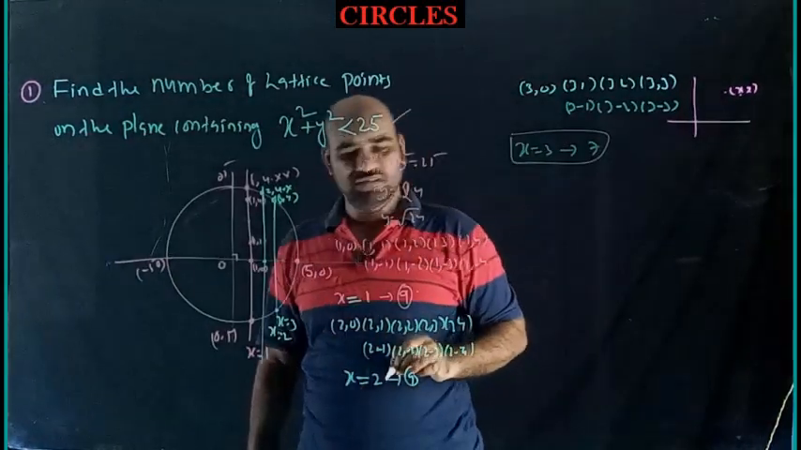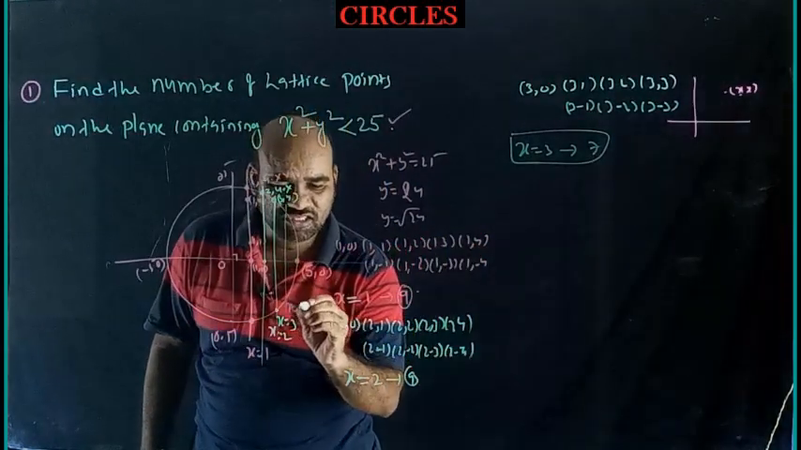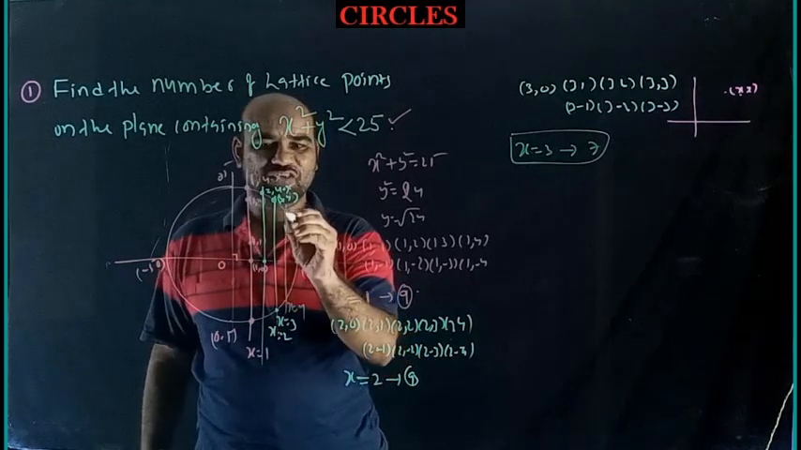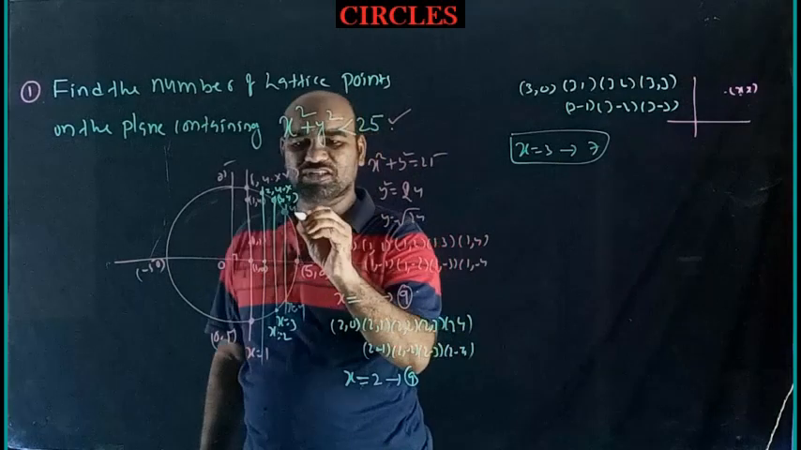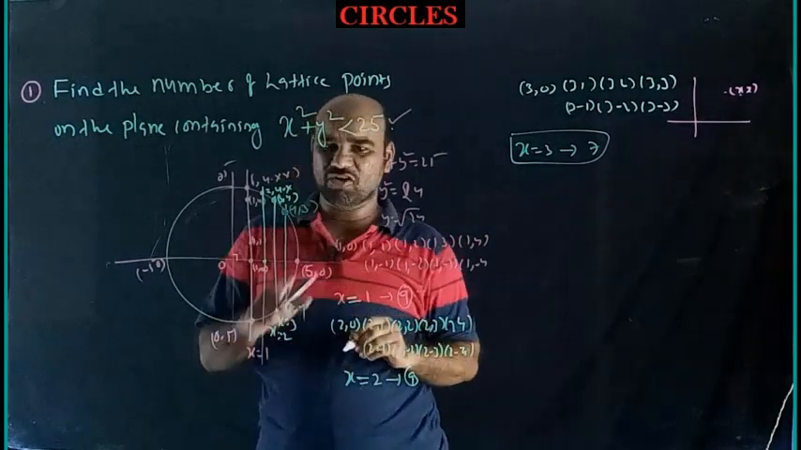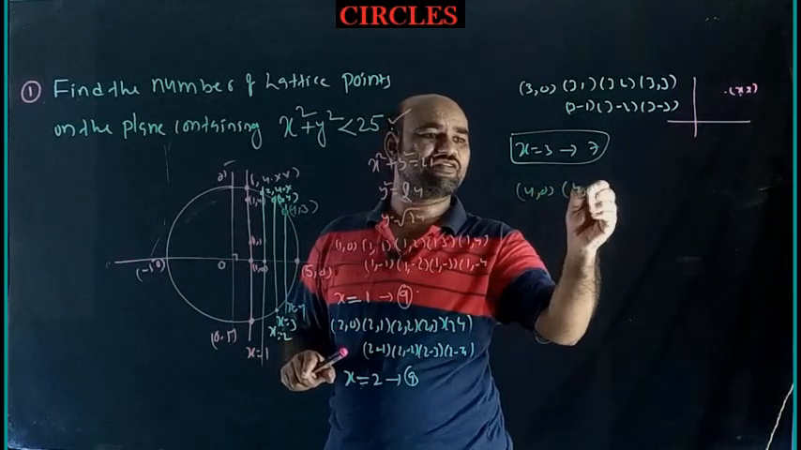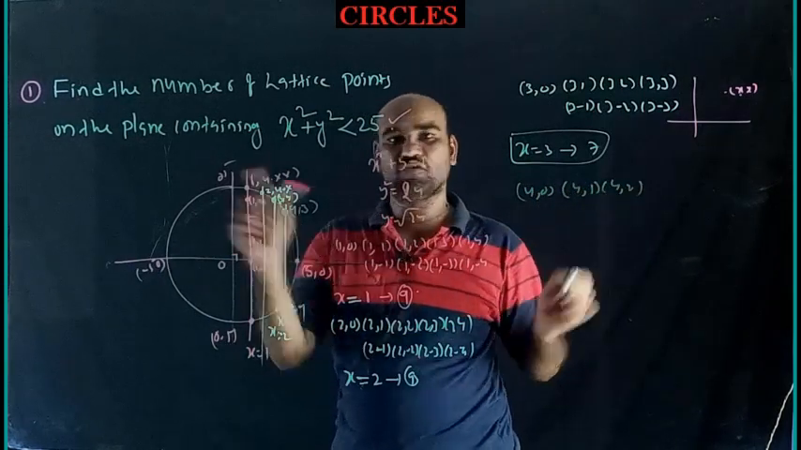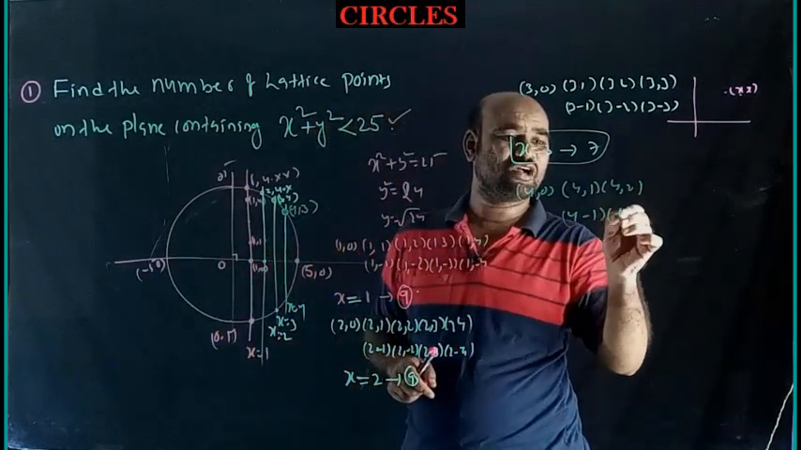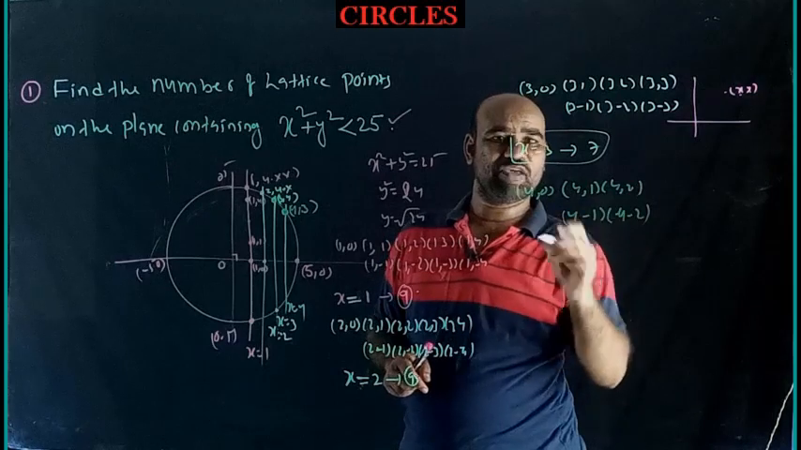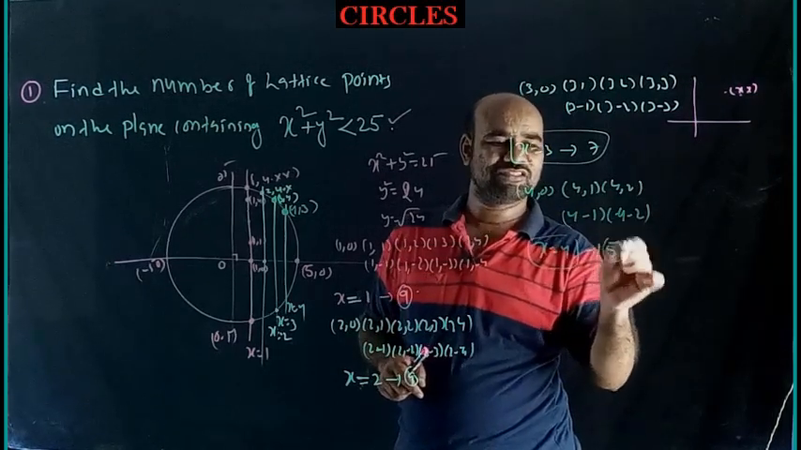Next, the x equal to 4 line. First of all, we want to identify this point. X equal to 4, 16, 25 minus 16 is 9, so 4 comma 3. It is a lattice point, but it's not a countable point. So directly I want to write here 4 comma 0, 4 comma 1, 4 comma 2. 4 comma 3 won't be counted because it is on the circle. So here 4 comma minus 1, 4 comma minus 2, that is 5 points. So the x is equal to 4 line is giving 5 points.